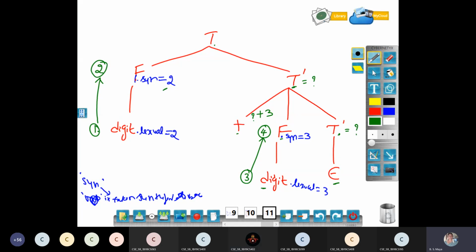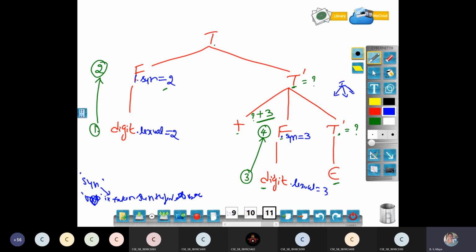I have 3 children: one is plus, one is F, one is T dash. But in these 3 children, I have only 2 values, and I don't know T dash because T dash has epsilon. Then I have only plus and 3. I want to compute plus and 3. I have to inherit the value from, there are 3 options. What are inherited attributes? There are 3 options for inherited attributes. Either it can inherit from its left child, this is the left subtree, or it can inherit from its parents, or it can inherit from itself. There are 3 left siblings.